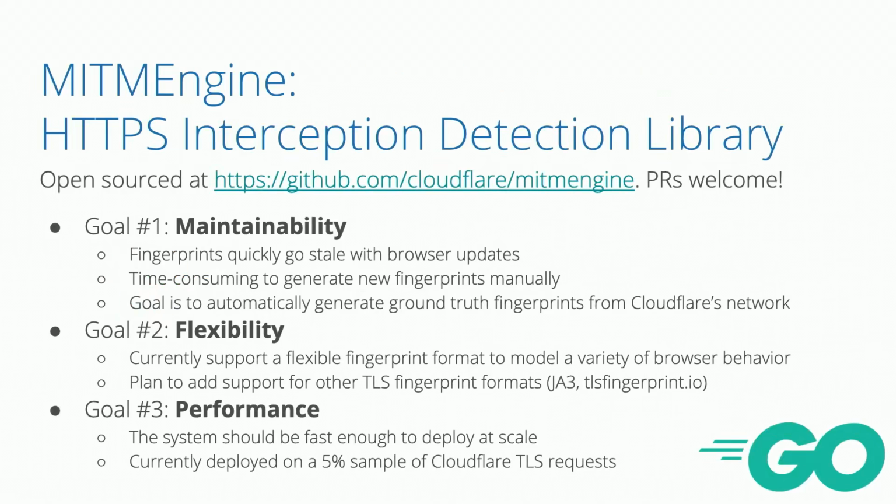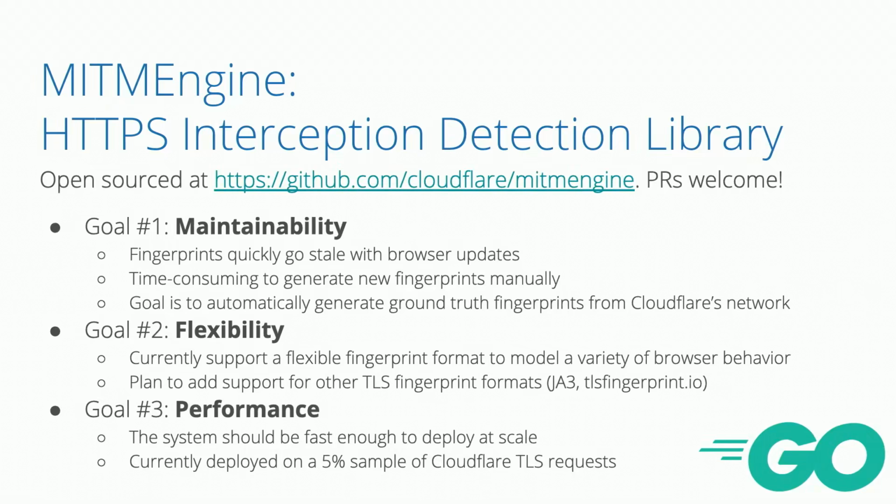We're finally ready to talk about the tools that we built at Cloudflare for doing HTTPS interception detection. We built an open source library written in Go for this purpose, which we call the Monster in the Middle engine. Some of the initial goals we had when developing this project are first for it to be maintainable. Fingerprints in the database quickly go stale as browsers are updated, and it's time consuming to generate and vet new fingerprints manually. So we hope to be able to automatically generate fingerprints that we trust from connections observed from Cloudflare's network, much like Cisco is doing now.